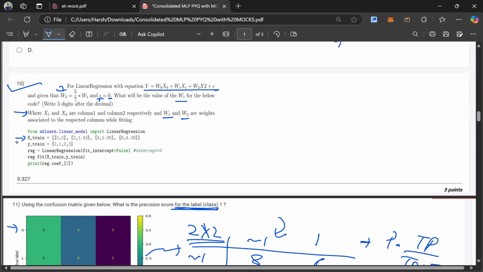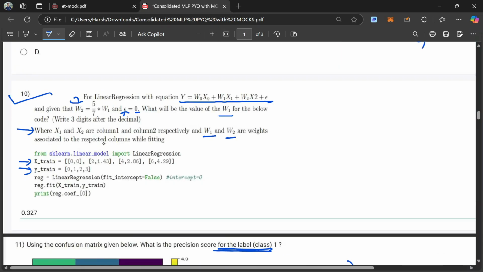So here your x train is there and y train is there. So let me just zoom it a little bit. Now you can see it clearly. Okay, so it is fitting a linear regression model and your intercept is false. So that means your intercept becomes 0. Okay, you have this x train, y train and regression coefficient of 0. So this 0 basically represents W1.